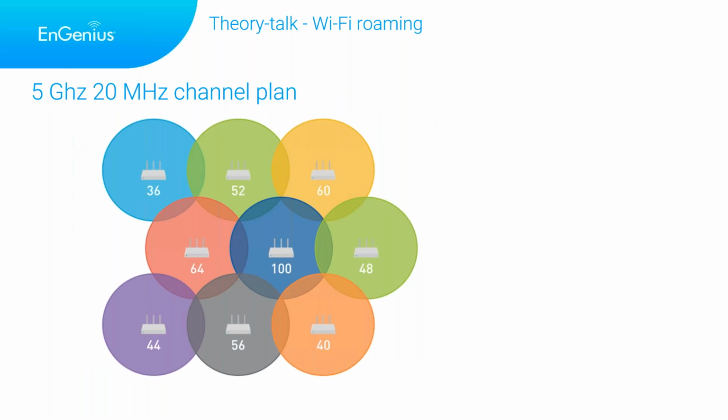If you have a 5 gigahertz, 20 megahertz plan, it could look something like this with all different channels. But you have to remember that except for the low channels 36 to 48, all those channels may change because of DFS.